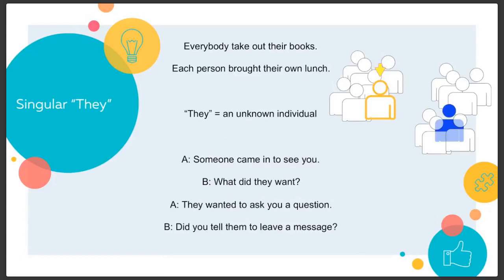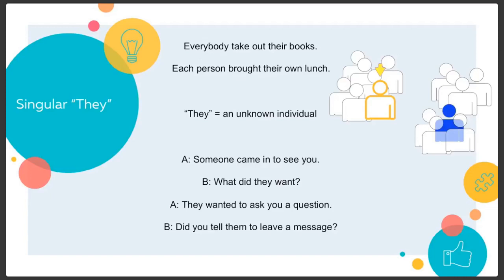Then we also need to talk about singular "they." What does it mean, singular "they"? "They" is always more than one, right? So how can "they" be singular? Well, we can use "they" about one person if we don't know who that person is. Some examples are, "Everybody take out their books."